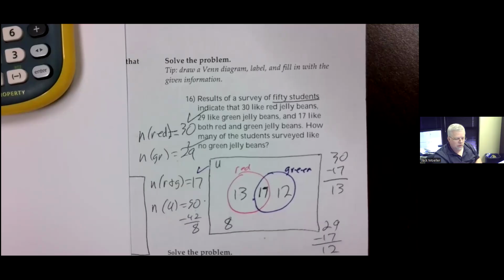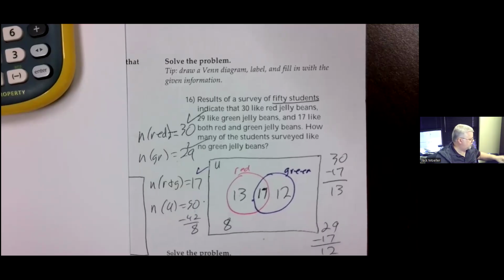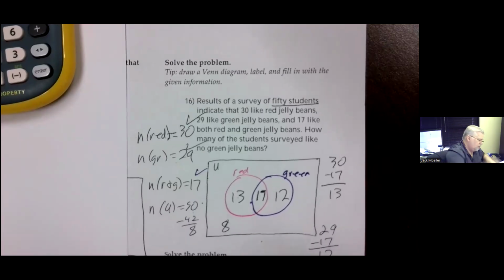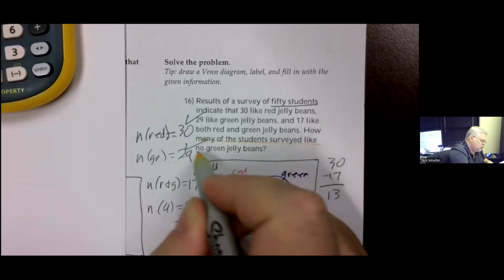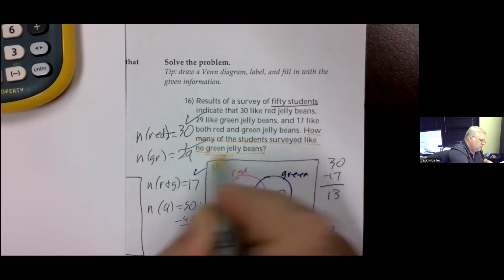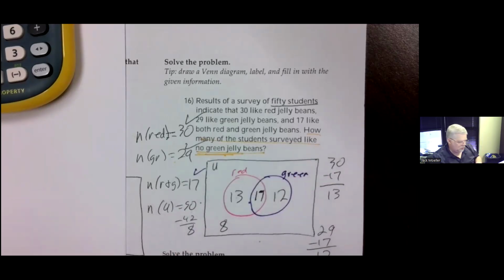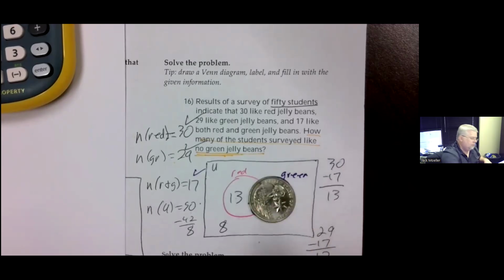So now what's the question? The question is, how many students liked no green jelly beans? So we don't want green jelly beans. That means we're doing green not, right? The complement. So how do you do that? Well, we don't want green, so cover up that circle. How many people are left? 13 plus 8.